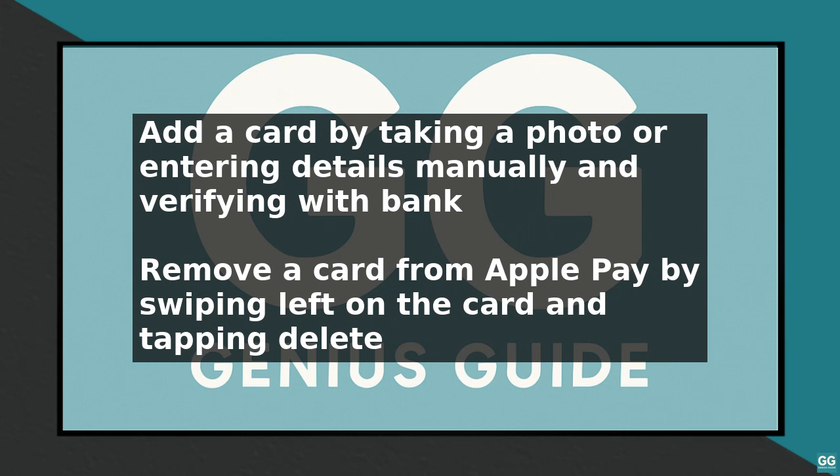To make a purchase with Apple Pay, hold your iPhone near the contactless reader with your finger on the home button for Touch ID or double-click the side button for Face ID. You will see a confirmation of the payment on the screen, along with the amount and the merchant name.